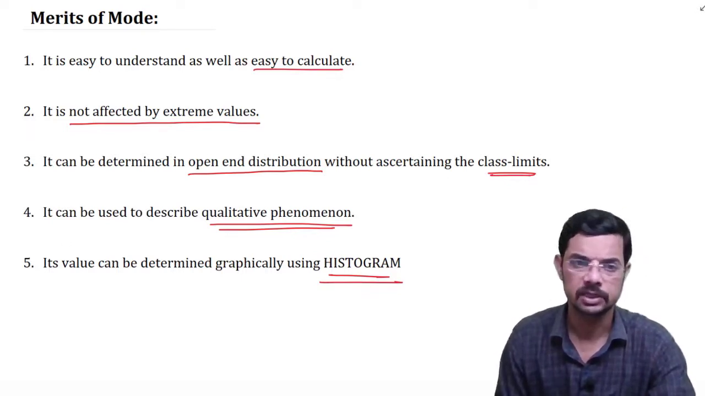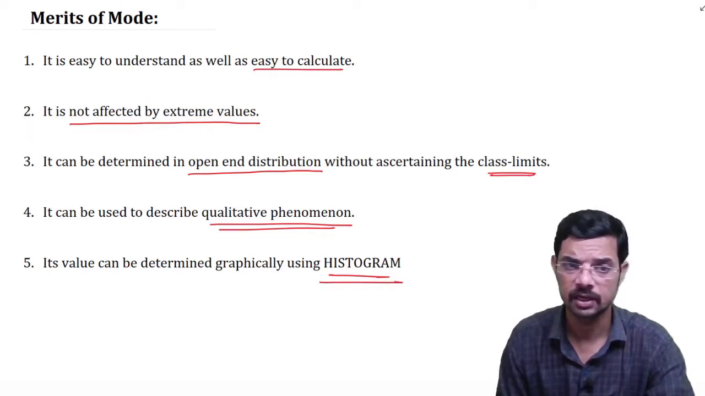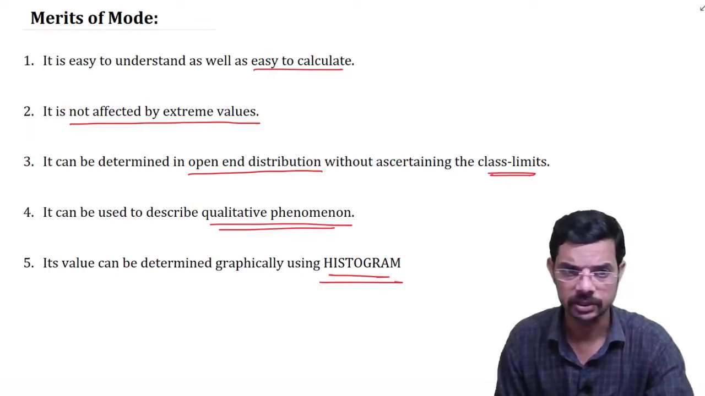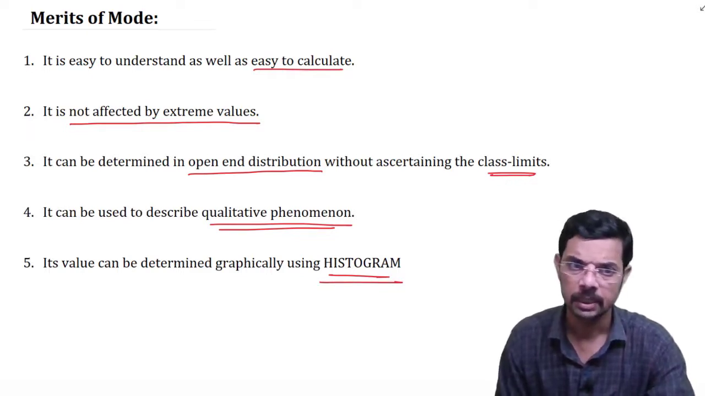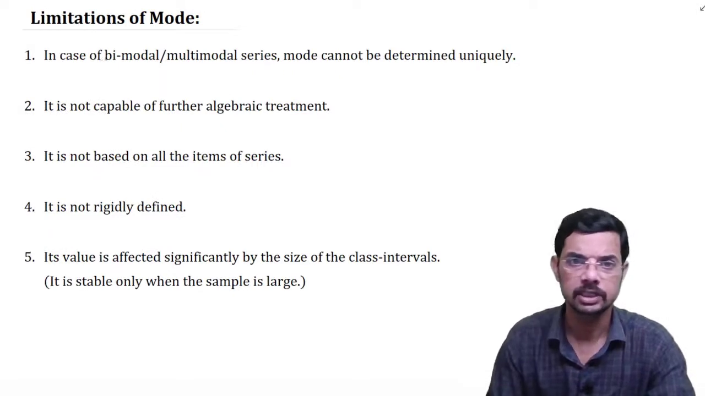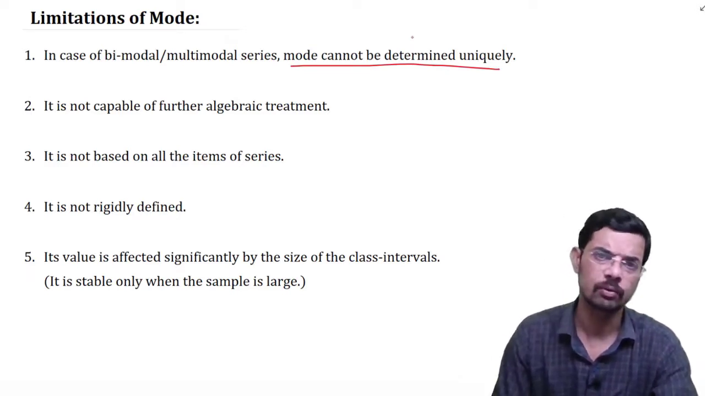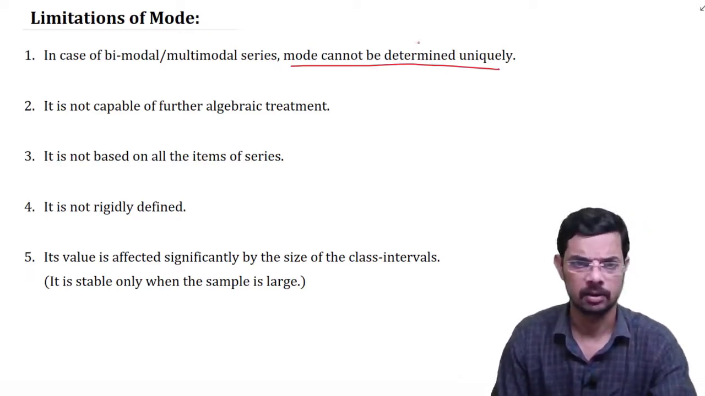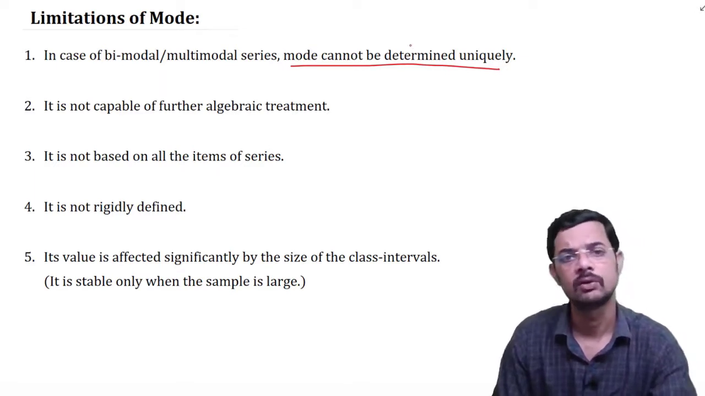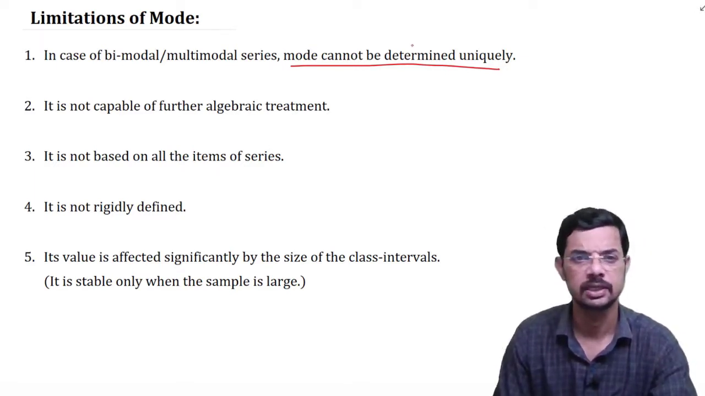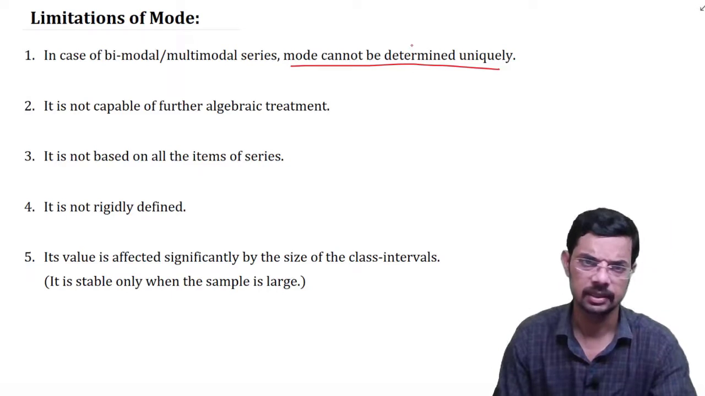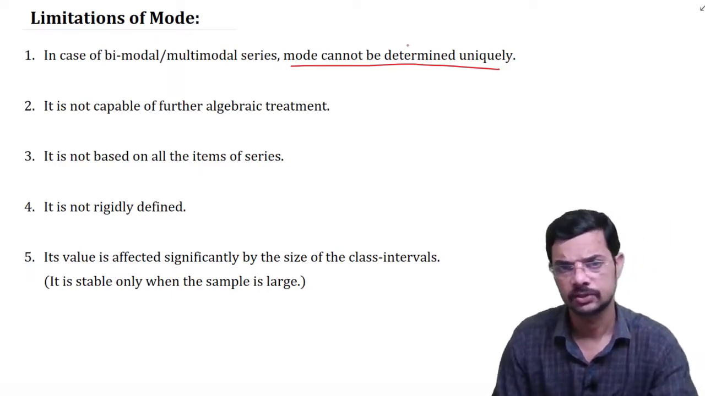Now, limitations of mode. None of the measures of central tendency are free from limitations. Each one has its own set of limitations. So let us discuss the limitations of mode. In case of a bimodal or multimodal series, the mode cannot be determined uniquely. Definitely, if it has more than one mode, then it cannot be one, right? You may have more than one value as a mode. So there may be confusion in taking decisions. In that case, we do not restrict ourselves to mode.